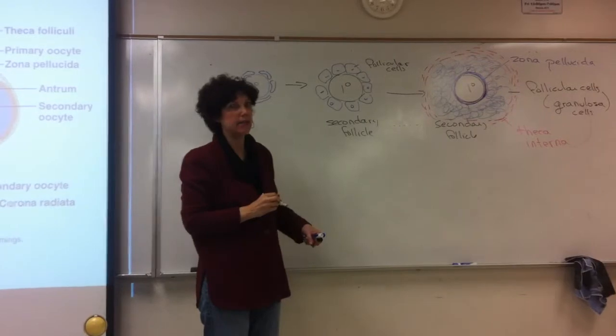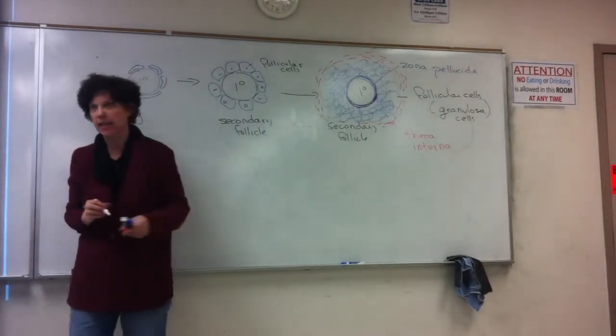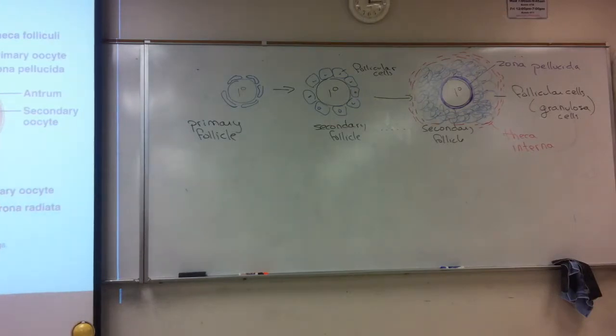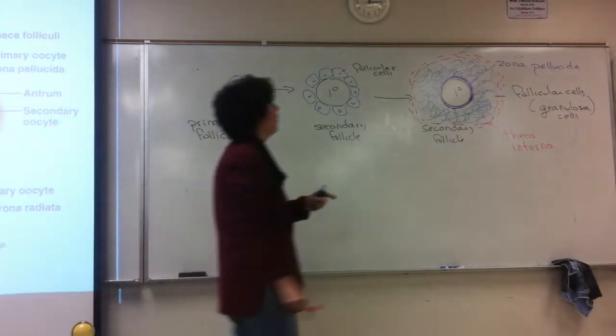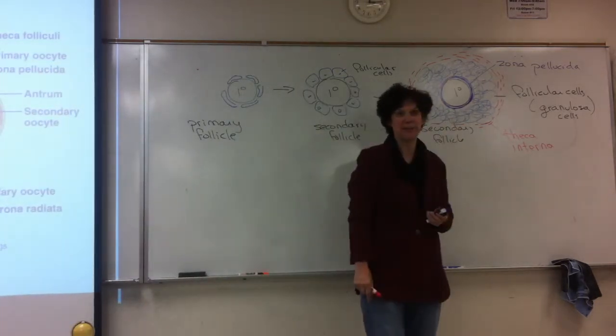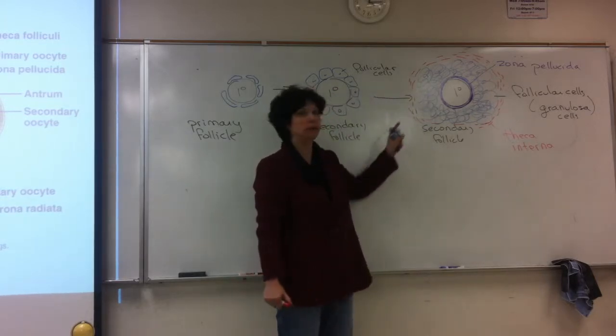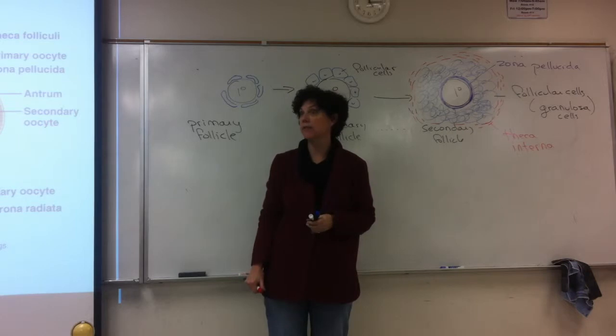So if FSH is binding to the follicular cells, what would be their equivalent or homologous tissue in the testis? What binds FSH in the testis? Not Leydig cells. Sertoli cells. No, the Leydig cells bind LH. So the Sertoli cells are homologous to the follicular cells. The Leydig cells are homologous to the theca interna cells.